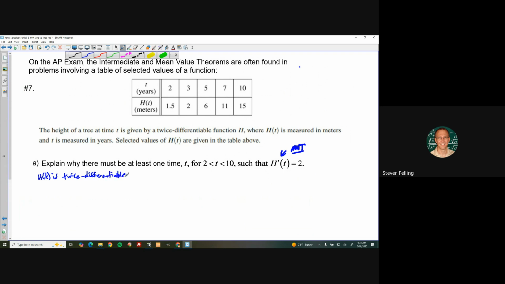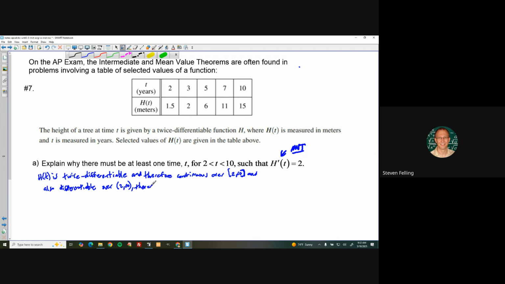And I'm going to say, so it is, I don't want to use the word it, twice differentiable, and therefore continuous over the closed interval from 2 to 10, and that's a square brace, and also differentiable over the open interval from 2 to 10.